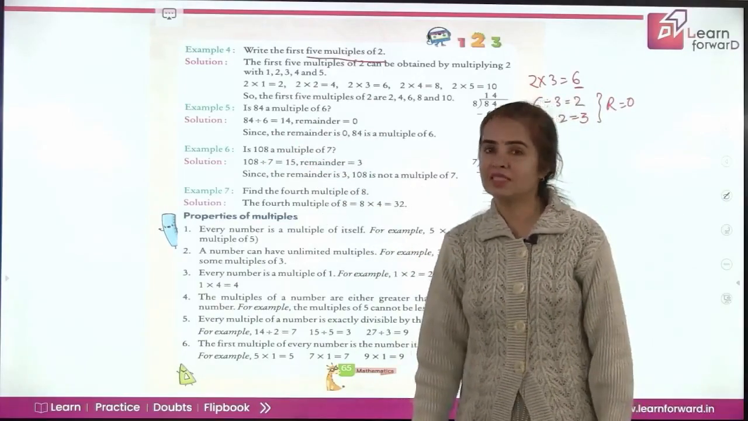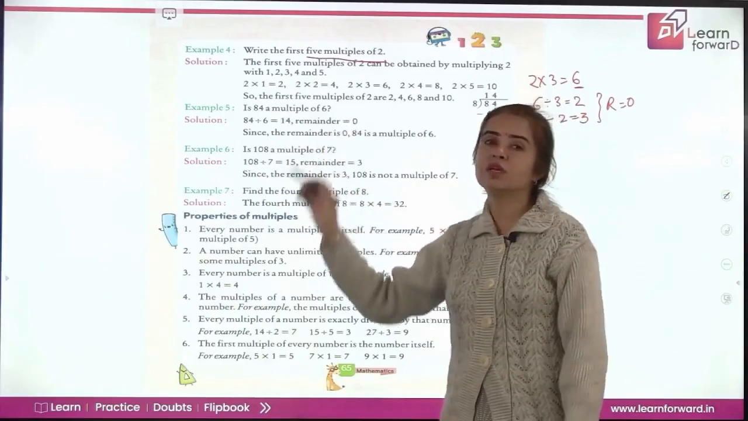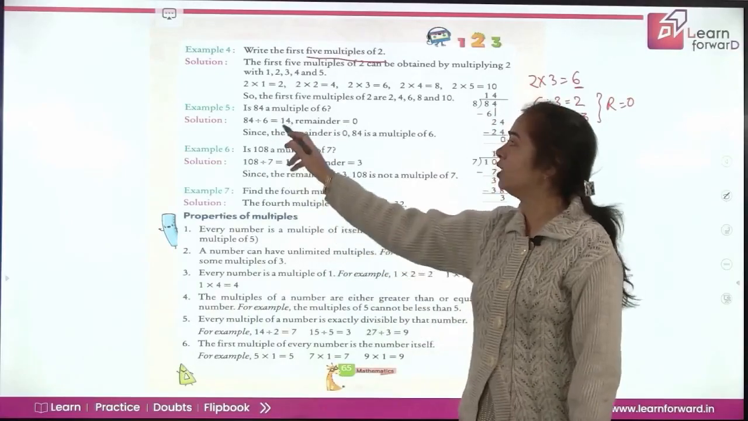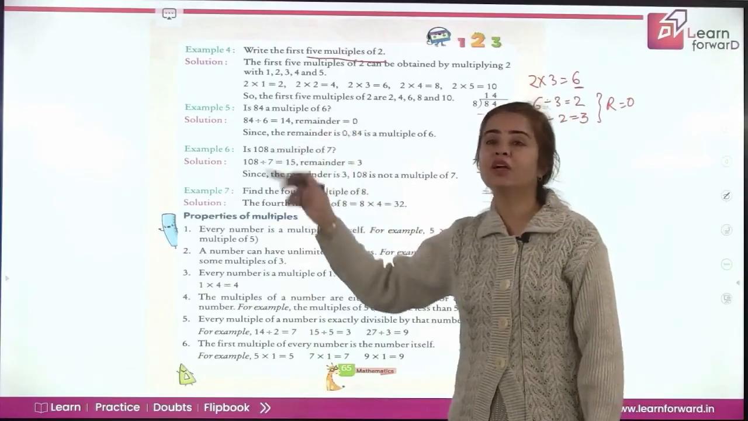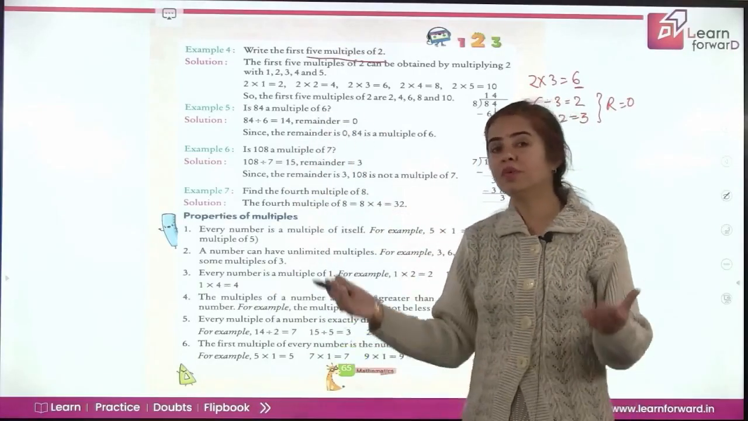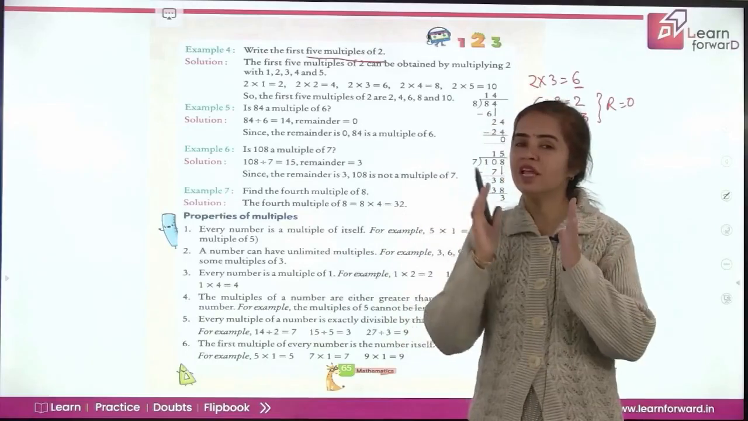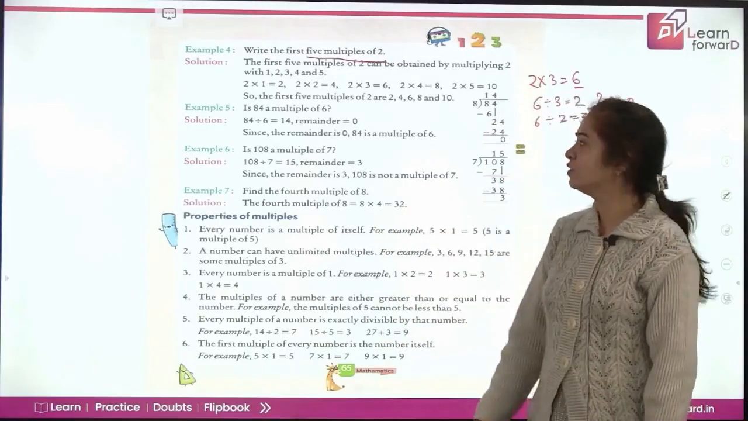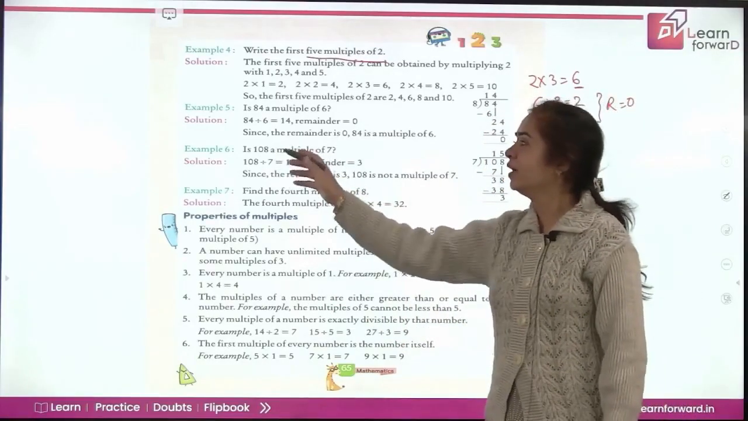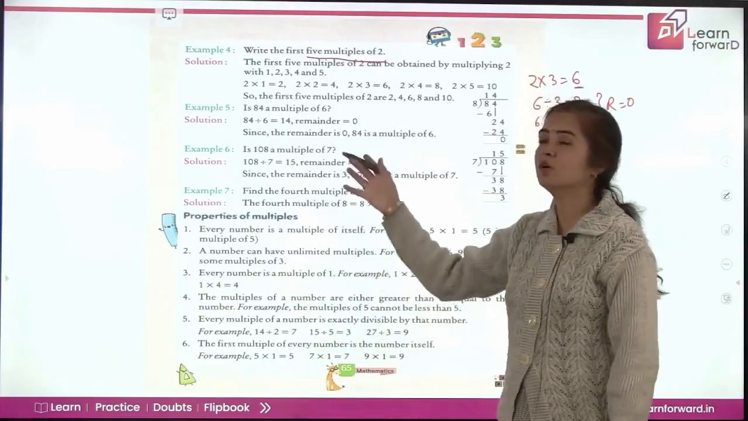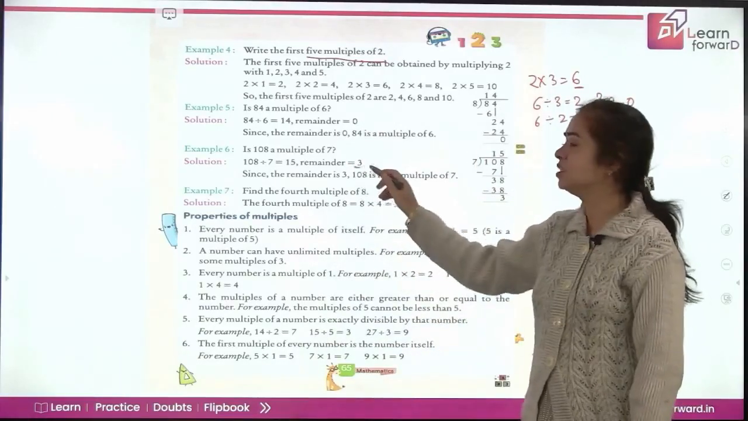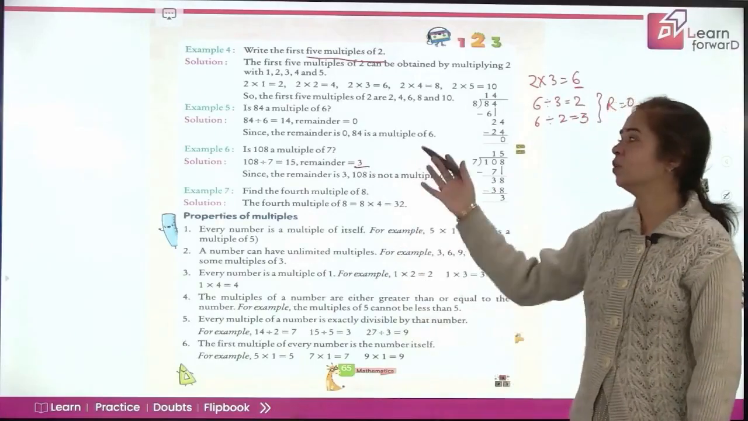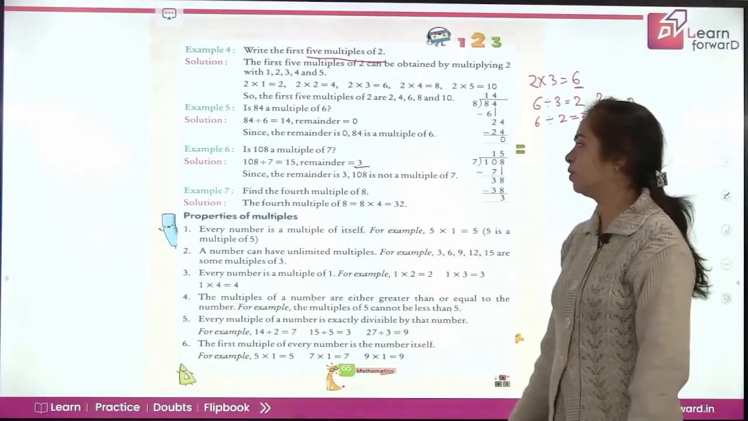So yes, definitely 84 is a multiple of 6, because by doing this division we have shown that 6 is a factor of 84. Now the multiple is just the opposite. So we say 84 is a multiple of 6. Is 108 a multiple of 7? Just the same way, divide and check, do you get the remainder 0? No. That means 108 is not a multiple of 7.